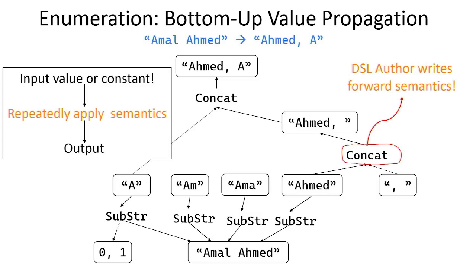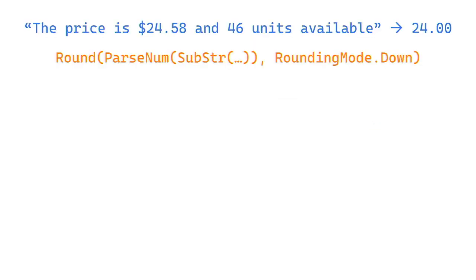Again, the DSL author has to write the forward semantics, but this is usually much easier than writing inverse semantics. So let me show you a problem with both these approaches. I have this example that says the price is $24.58 and 46 units are available. And I want to return 24.00, the number. The way to do it is you get the substring that represents 24.58, you parse it as a number, and then you round it down. This is the program we want to end up with.